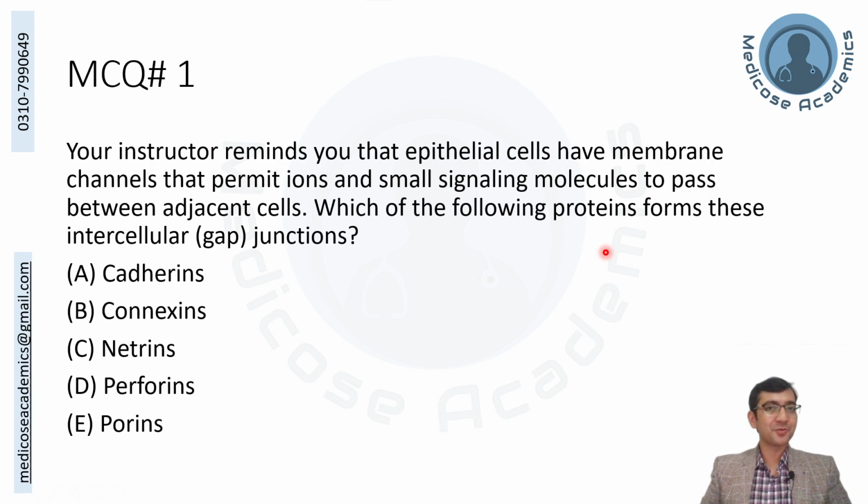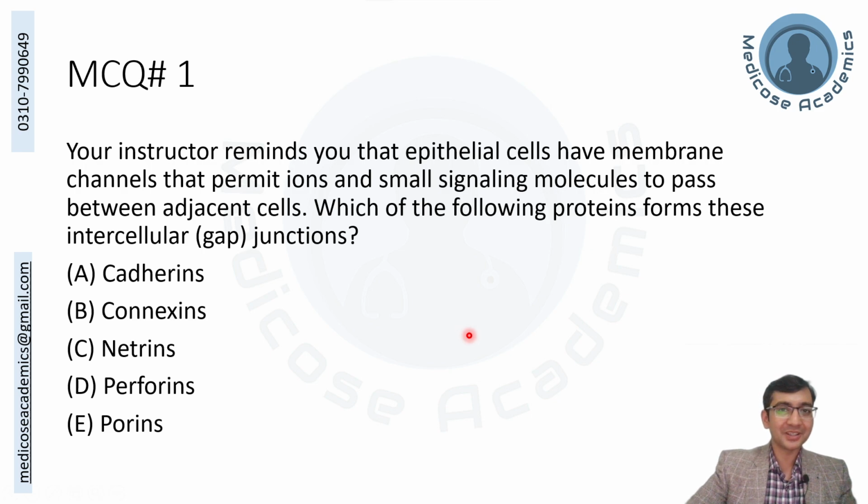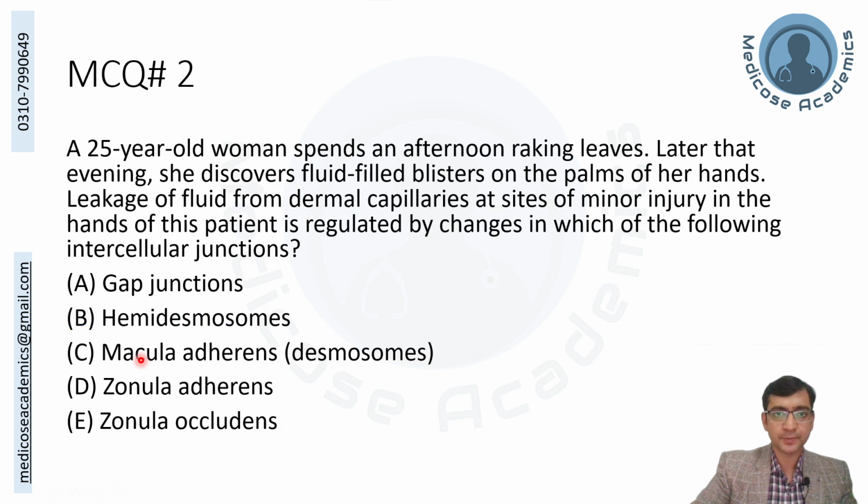So that's it. Before closing the lecture, let us check if you have understood. Let's pause the video and try to answer these questions. Epithelial cells have membranous channels that permit ions and small signaling molecules to pass between adjacent cells. Which of the following proteins form these intercellular gap junctions? So we're talking about gap junctions, already mentioned here. So what proteins are making them up? These are made up of connexins. Adherens are the transmembrane proteins, perforins are the aquaporin water channels, and there are two others, but connexins are the ones that are present in gap junctions.